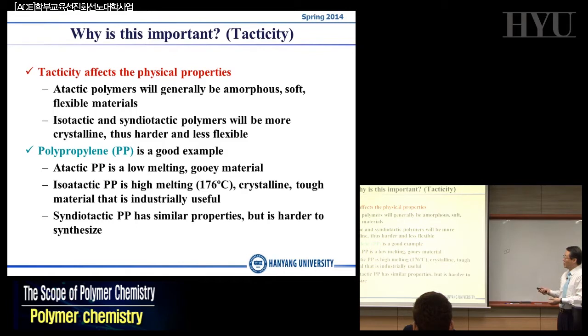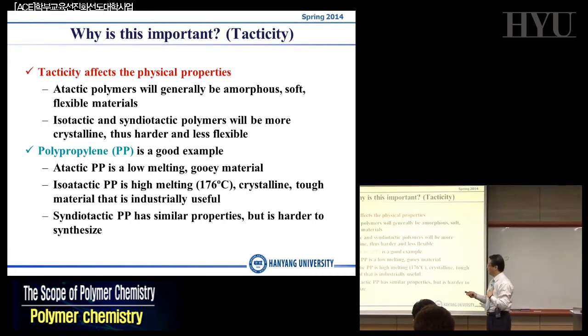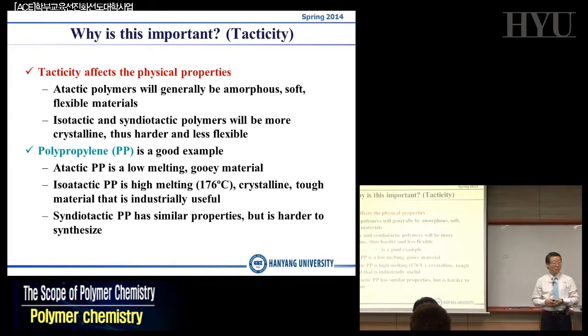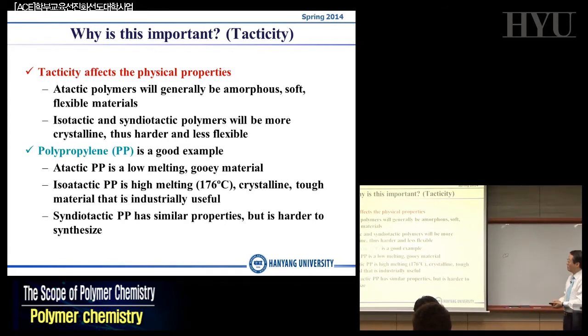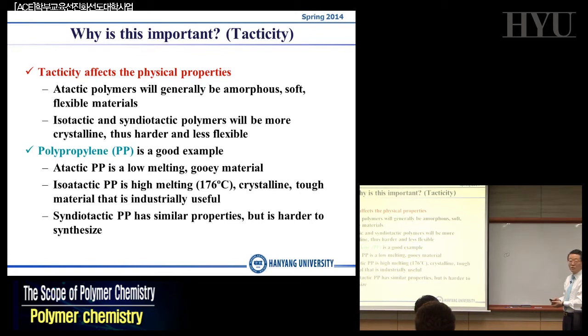And melting points are a little different. Atactic polypropylene has a low melting point, whereas isotactic polypropylene has a very high melting point. This means that you have a highly crystalline material in the case of isotactic rather than atactic polypropylene.